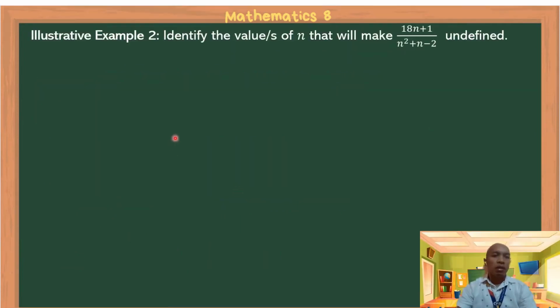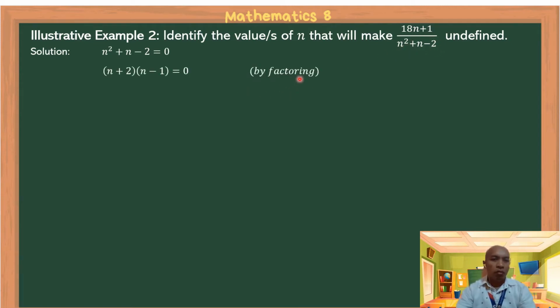So let's have another example. Identify the value or values of n that will make the expression 18n plus 1 all over n squared plus n minus 2 undefined. So first, we're going to equate the denominator to 0. So solve for n. By factoring, we can factor the expression n squared plus n minus 2 equal to 0.